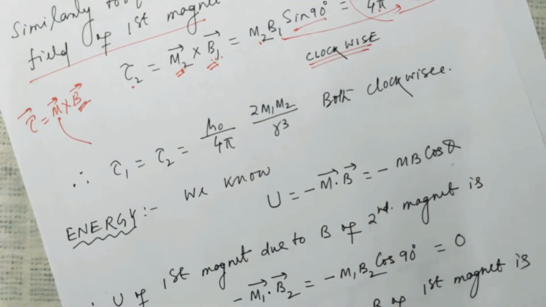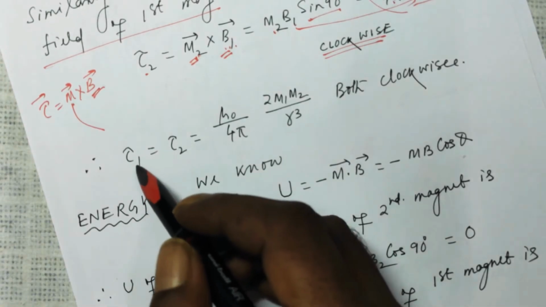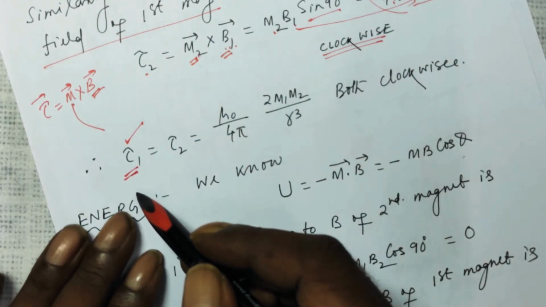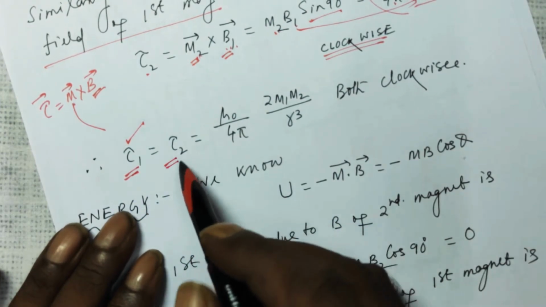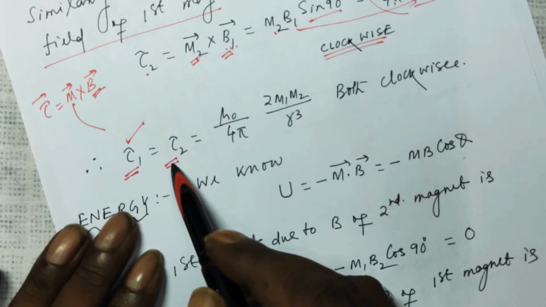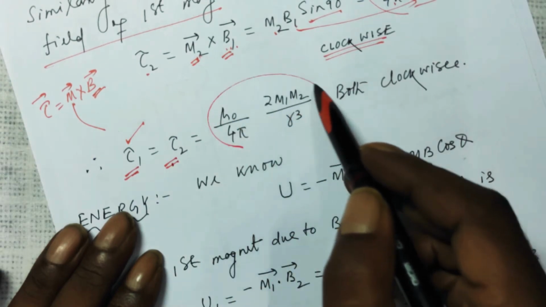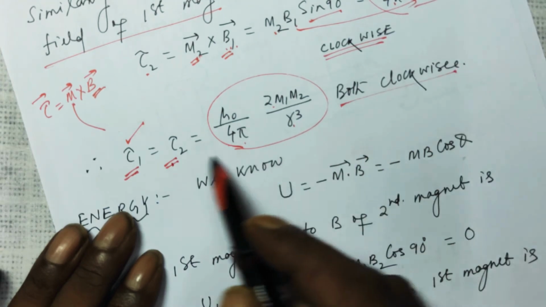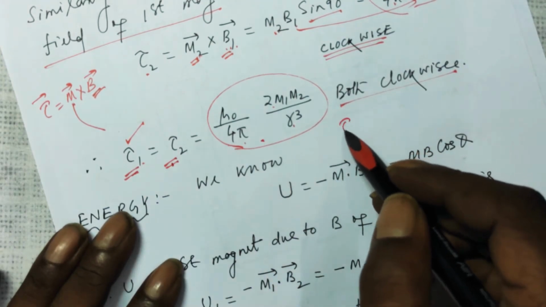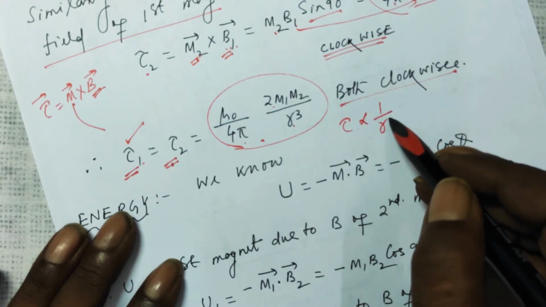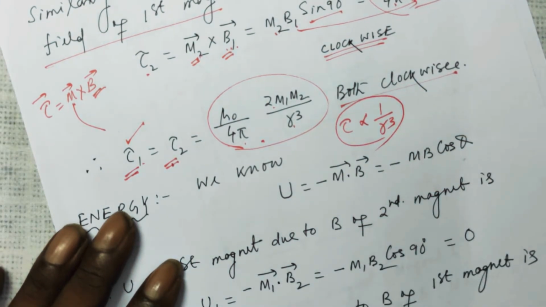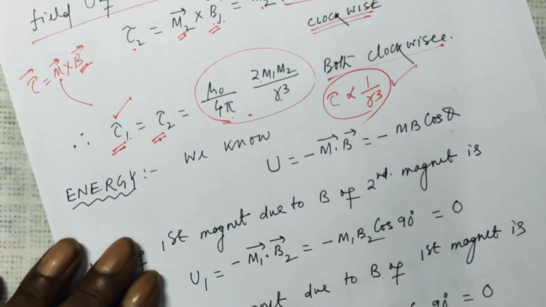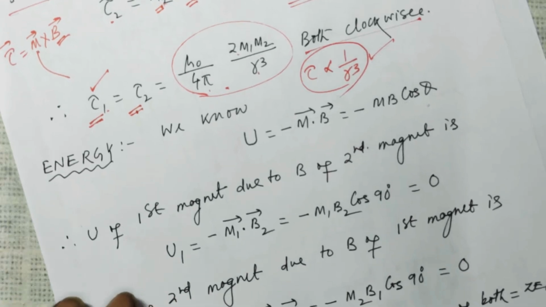So what is the conclusion? Both the torques, the torque experienced by the first bar magnet in the magnetic field of the second one, and the torque experienced by the second bar magnet in the magnetic field of the first one, both are equal to mu naught over 4 pi, 2 m1 m2 over r cube, and both are clockwise. What you have to remember here is torque is proportional to 1 by r cube, right? That is the thing you have to remember for your JEE Main and Advanced examination.